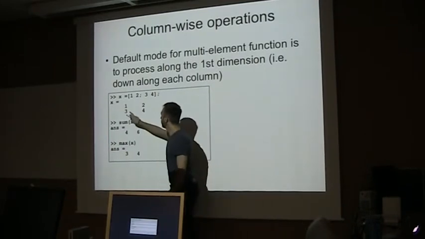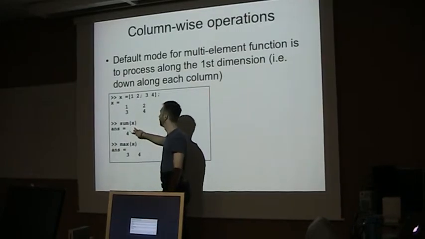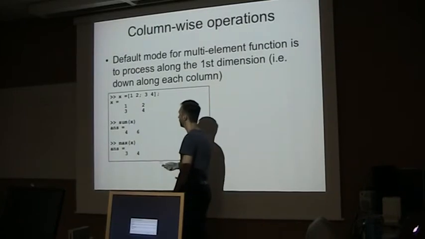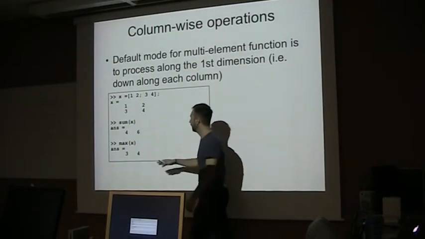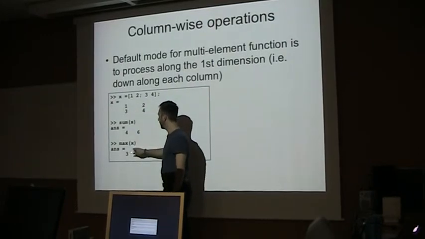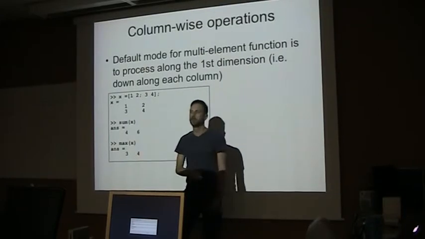And if I want to do the sum in the other direction, I need to say sum x, comma, 2. So you can indicate the dimension you want to go with, the direction you want to go with. Same applies to max. I want to know the max of each column, I just say max. If I want to know the max of each row, I need to say max, comma, 2.